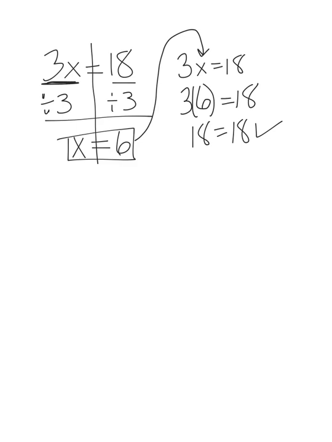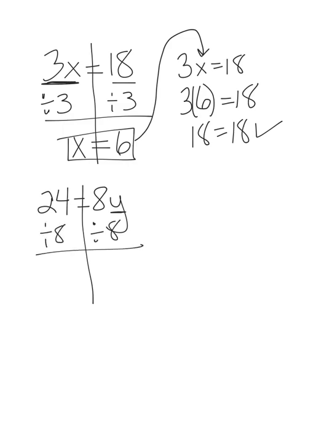Another multiplication, 24 equals 8y. That's 8 times y. Draw my line. My variable is over here, so I need to do the inverse of multiplying by 8, which means I need to divide each side by 8. 24 divided by 8 is 3. 8 divided by 8 is 1y, but that is just y.